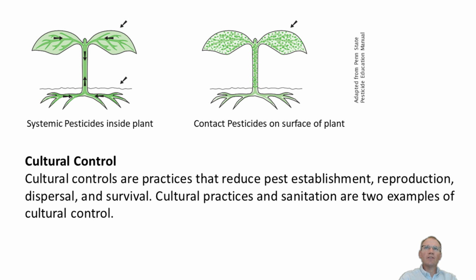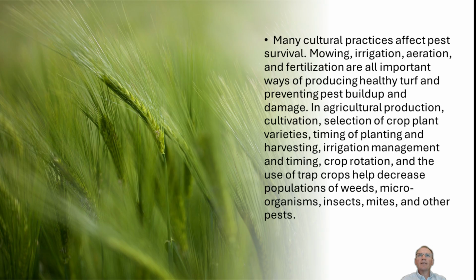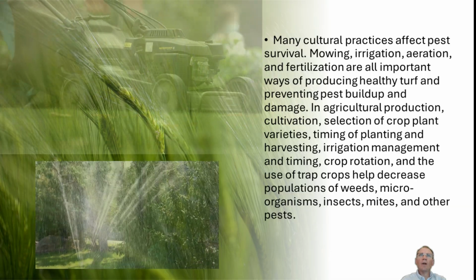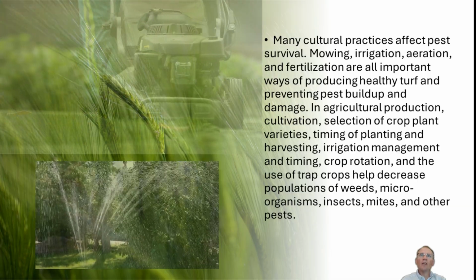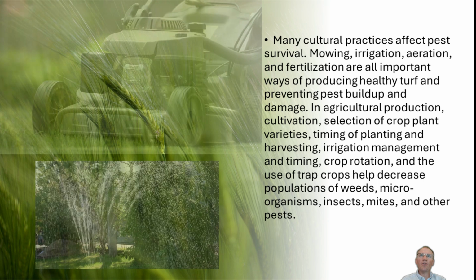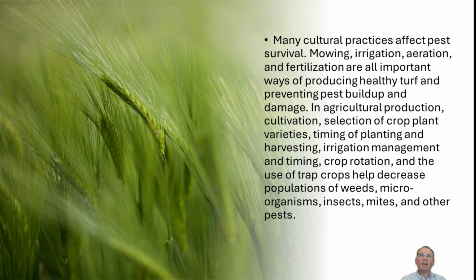You can do all the things in the world you want when it comes to putting out pesticides, but if you don't clean up an area and you're leaving a food source, are you really ever going to solve the problem? Most likely not. That's where a cultural control like sanitation really comes into play and is very helpful in the pest management situation. Many cultural practices affect pest survival. Mowing, irrigation, aeration, and fertilization are all important ways of producing healthy turf and preventing pest buildup and damage.